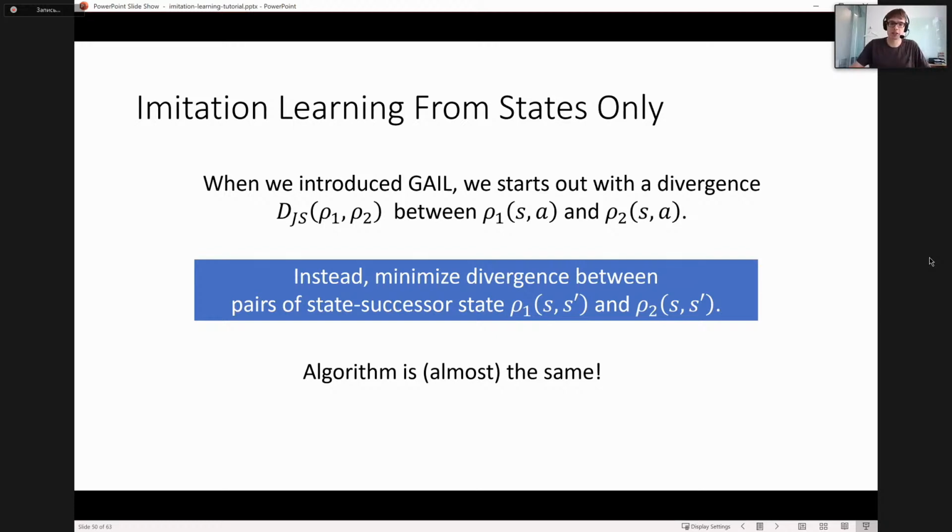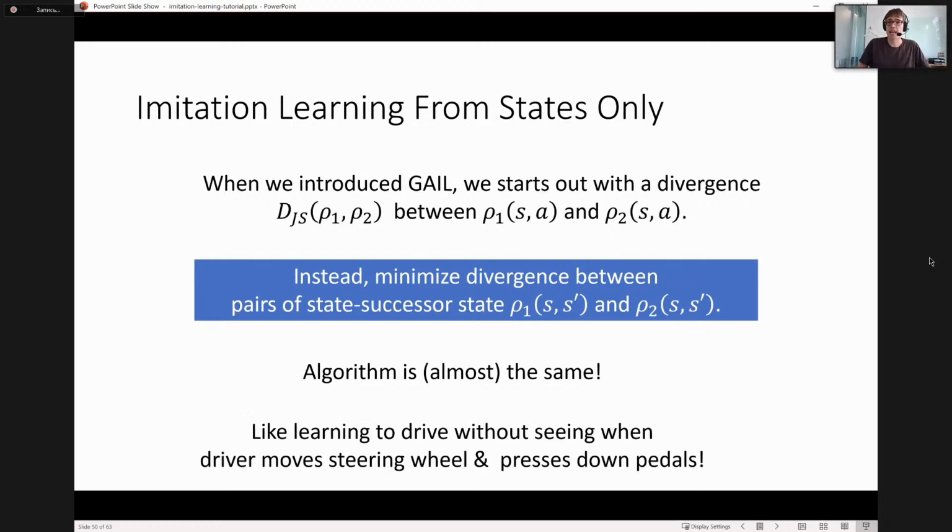The reason I mention that it's really cool is, if we forget Minecraft and look at driving: I'm learning to drive, and I am not seeing whether the driver is braking, accelerating, or turning the steering wheel. I'm just seeing where the car is going. So I'm only seeing the state, not the action the driver is taking. And still I can imitate the driver.